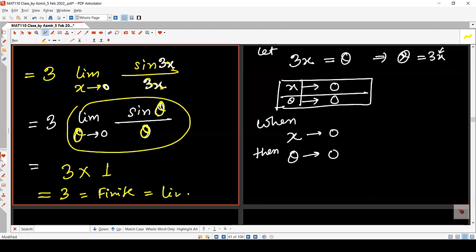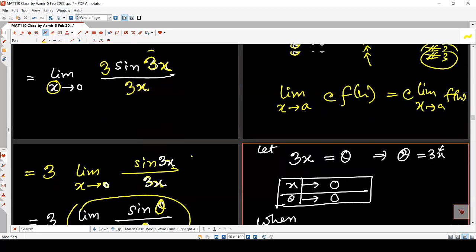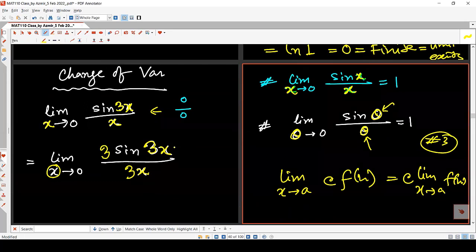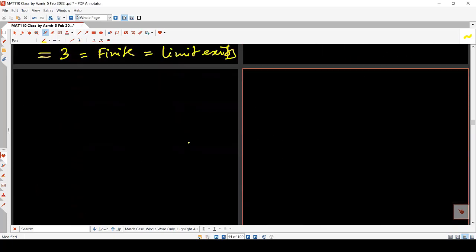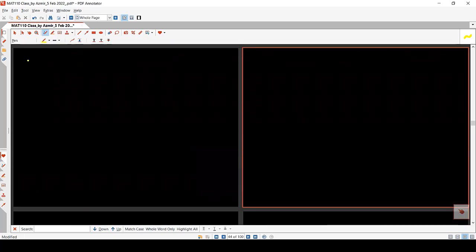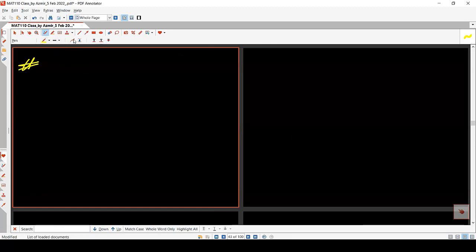So the limit exists. So change of variable actually helps us to solve the problem easily. Okay, so we can also take another similar example. Suppose we have a problem: limit x tends to 0, tangent of 7x divided by sine of 3x. So how can we solve this one?